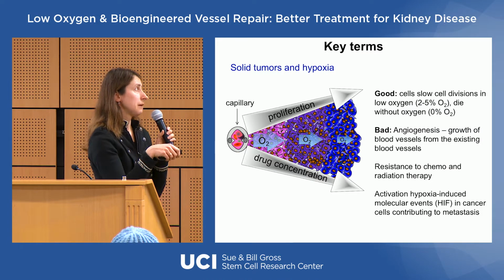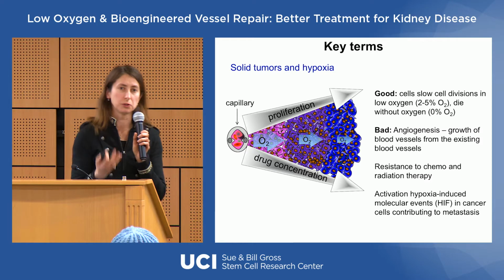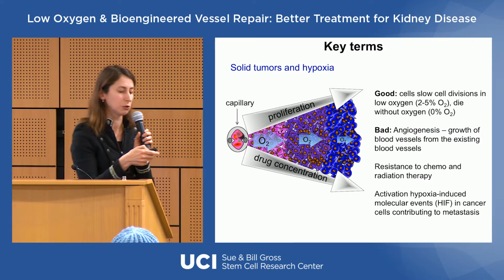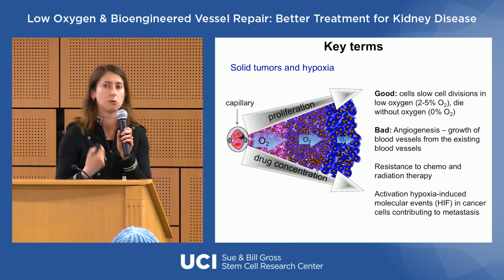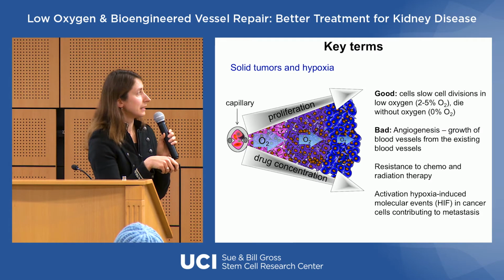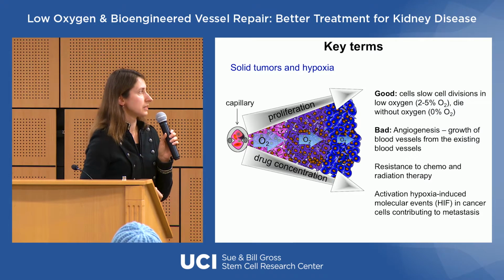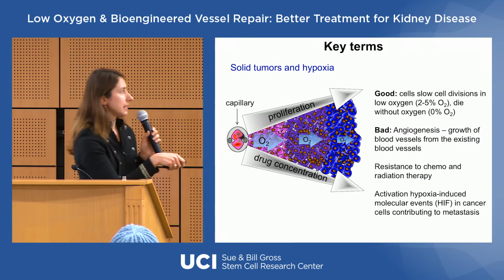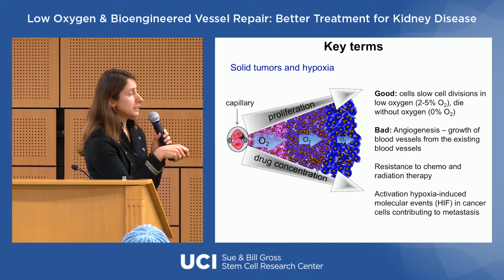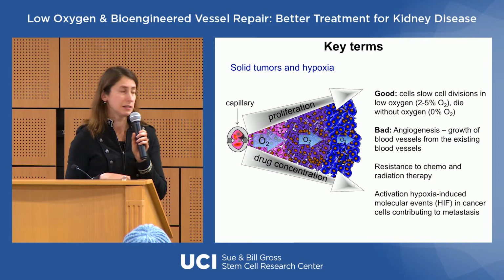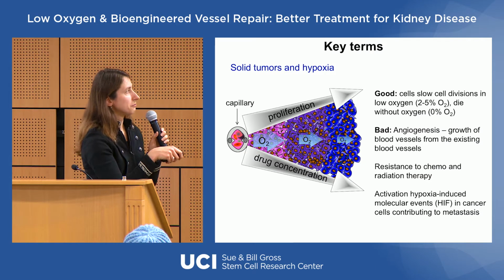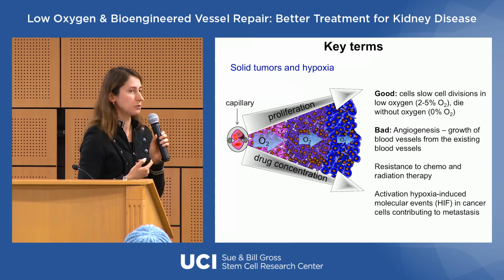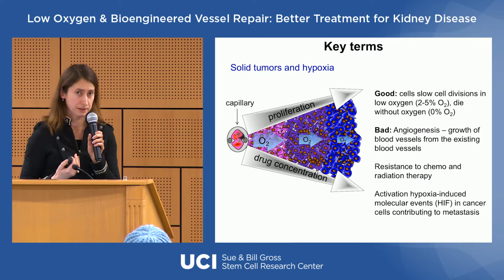So cells in the hypoxic regions, they really want the vasculature to be there to deliver the oxygen. So they turn on this program to grow more blood vessels. Then those cells in hypoxic regions, they are resistant to chemo and radiation therapy. It makes sense. We usually deliver chemotherapy through the bloodstream. So the further away the cells are from the bloodstream, the less drug concentration is going to be delivered.